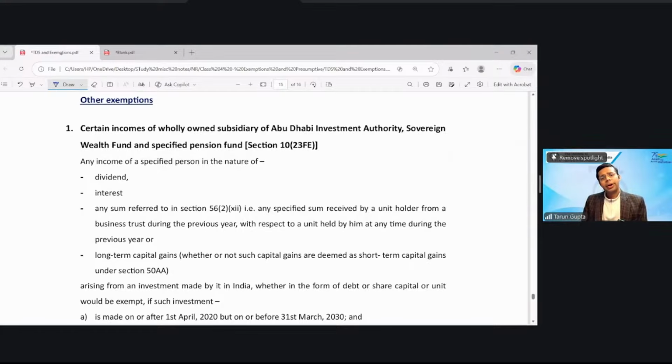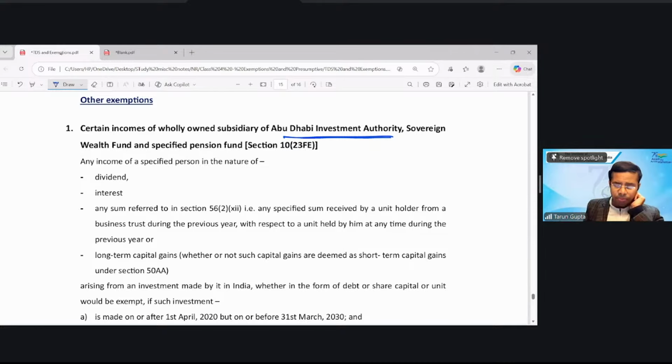Now, miscellaneous exemptions provided to non-residents. In this, one of the exemptions is provided to the Abu Dhabi Investment Authority. If you remember, 2 or 3 or 4 years back, Mr. Modi made a visit to the Saudi Arabian countries. The visit was to convince them to invest in India. They have a lot of money, so they could invest in Indian stock markets, Indian exchanges, Indian bonds, debentures. And to convince them, a lot of tax benefit is given.